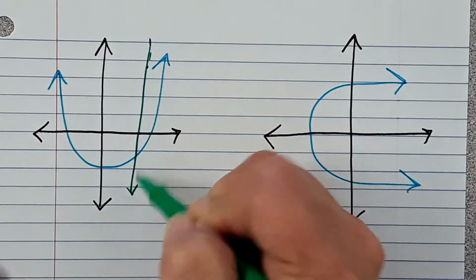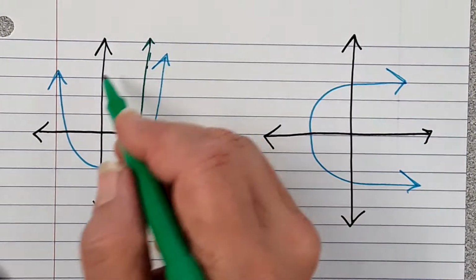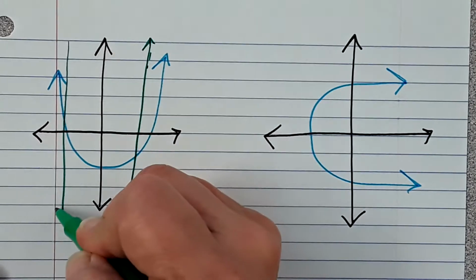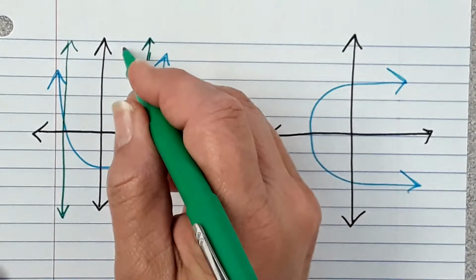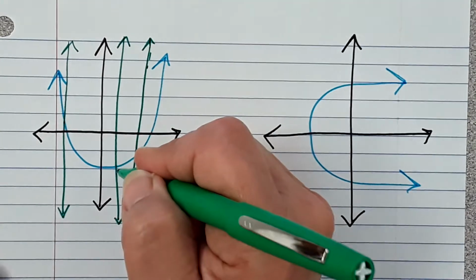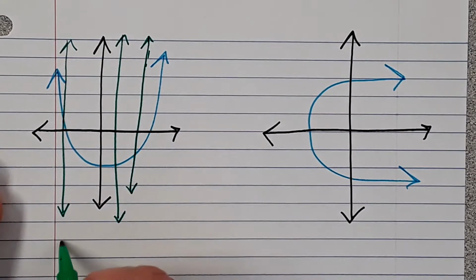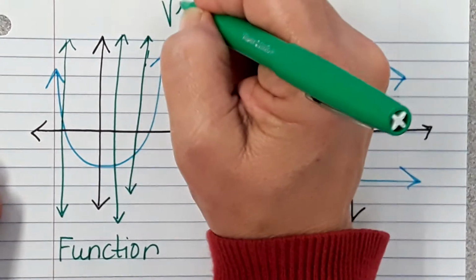How many times does it hit the graph? Once. Okay, we're going to draw another line. How many times did it hit the graph? Once. If we keep drawing lines, how many times did that line hit the graph? If you draw a vertical line and it hits the graph once, this is what we call a function. And what we just used was called the vertical line test.